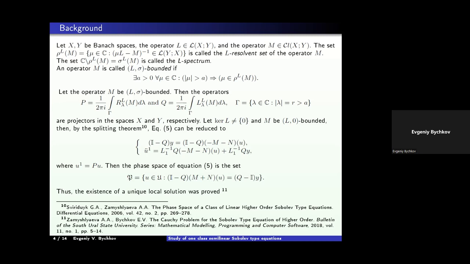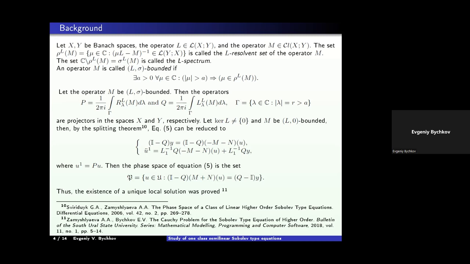And operator M is called L sigma bounded if such conditions are fulfilled. Let the operator M be L sigma bounded, then operators P and Q are projectors in the spaces X and Y respectively. Let the kernel of operator L be nontrivial. Then the operator M is L zero bounded.